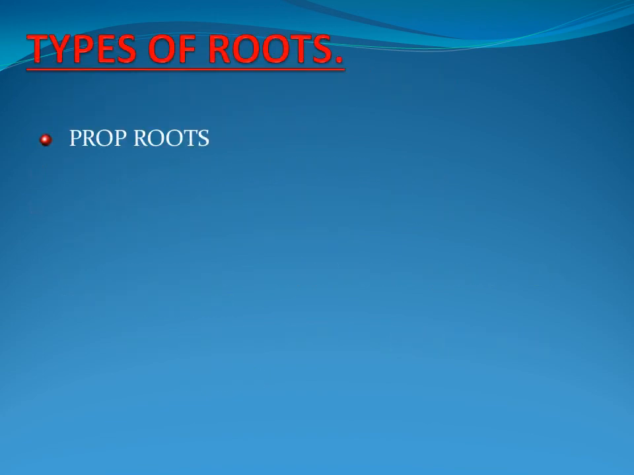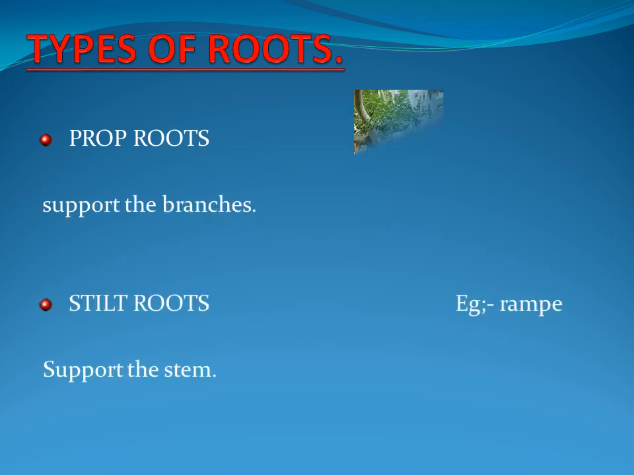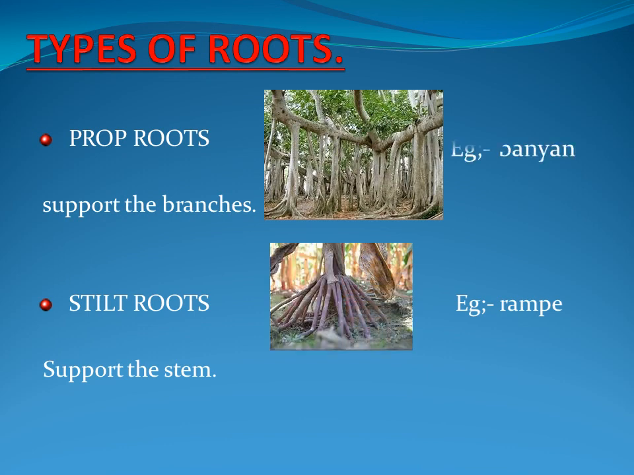So guys, next one is types of roots. The first one is prop roots, which support the branches. I think you can see the prop roots, and that's very nice. If you're talking about prop roots, the roots go up and the stem goes up, and again they make branches, and the tree is too heavy, so even the root can't carry the stem and the weight of the plant.